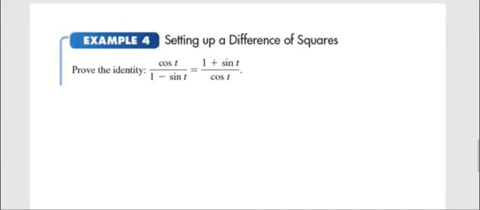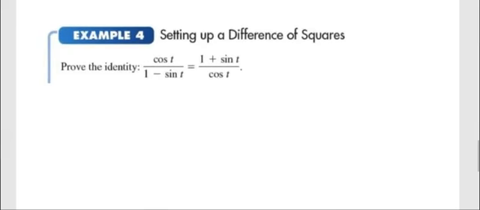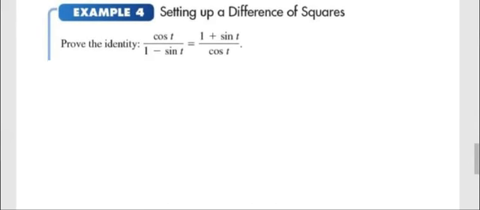Let's get through example 4 here. This is our last example, and then we could try to do some homework practice problems together. Okay, setting up a difference of squares. Actually, I probably need to check some homework.